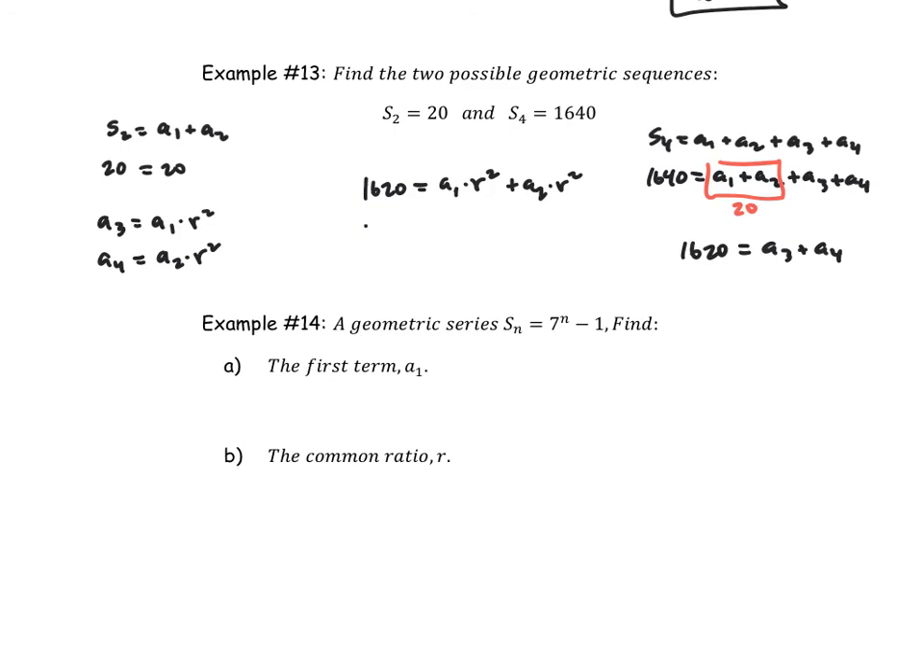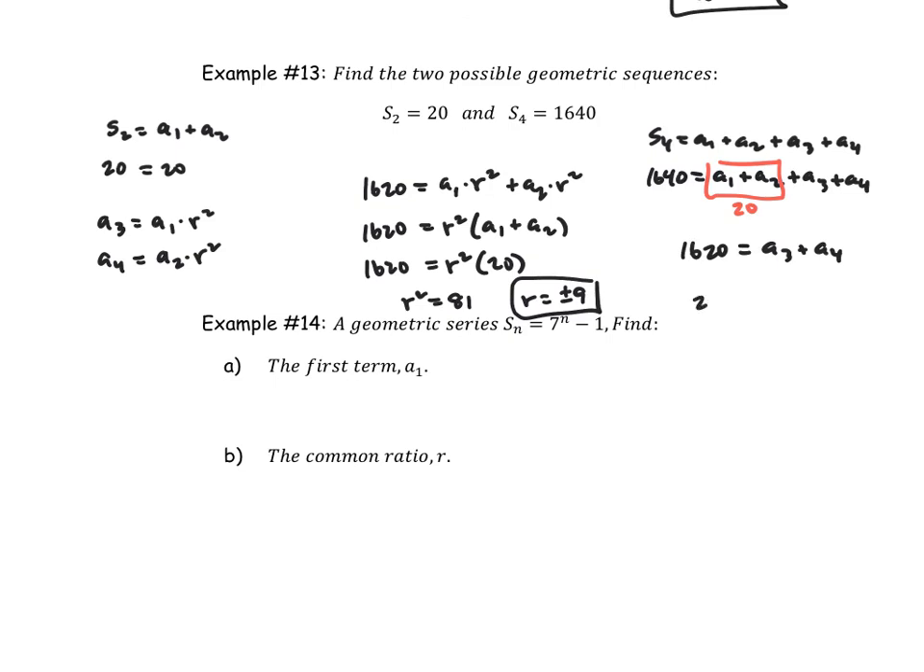So I can factor out the common ratio, which gives me r squared times a1 plus a2. All right, so let's do a little work here. If a1 plus a2 is 20, then r squared is equal to 81, which means that r is equal to plus or minus 9. Pretty outstanding there. It does say find, though, the 2 possible geometric sequences. So let's look at if r is 9.